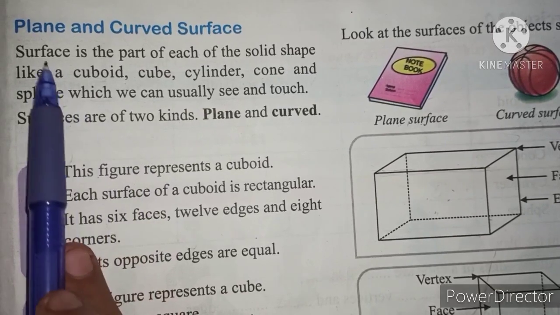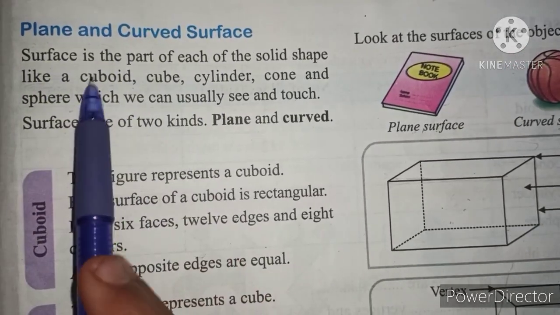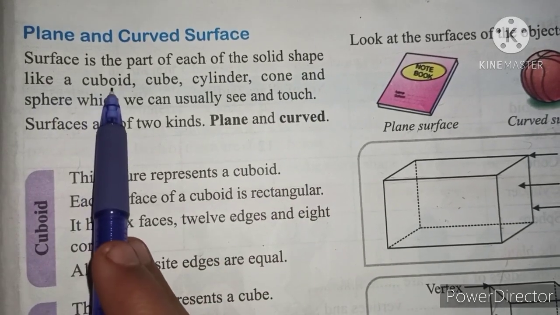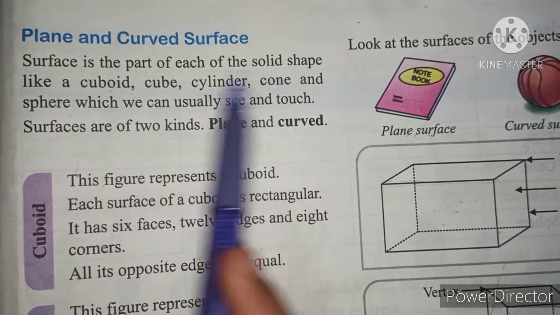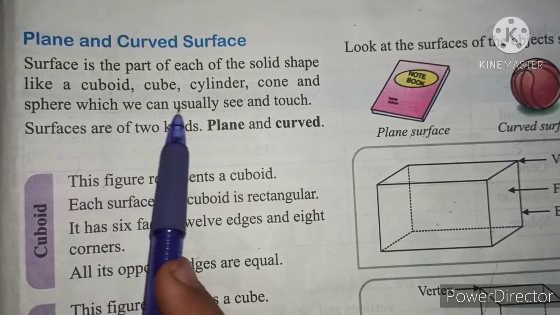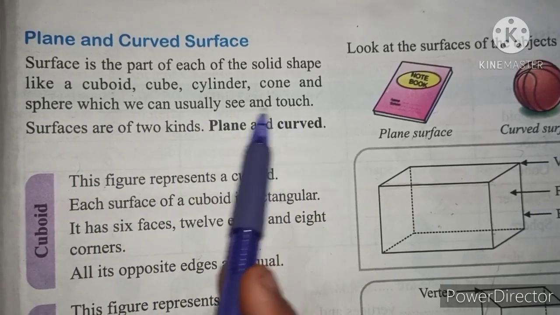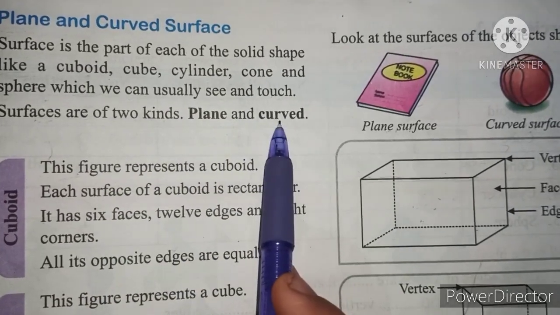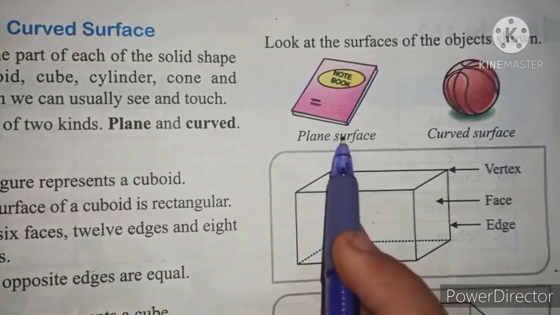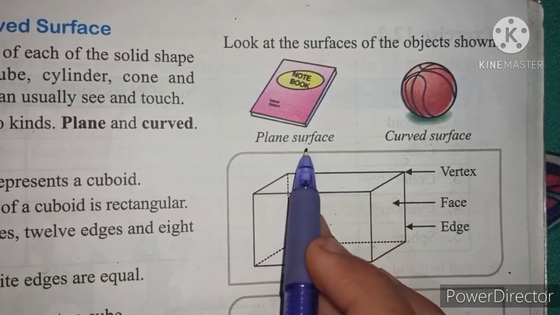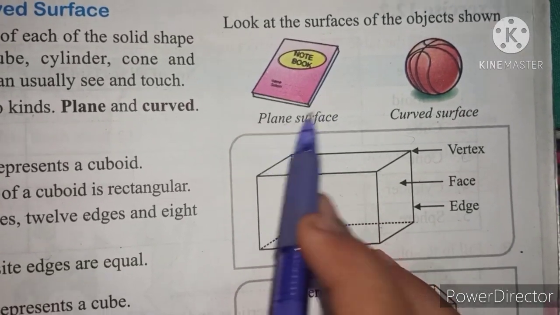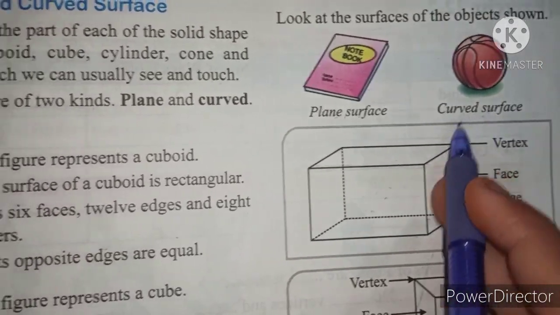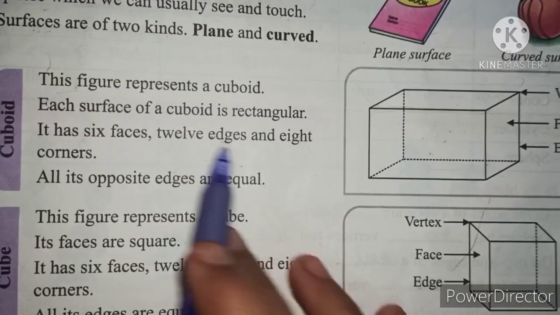Now next topic is plane and curved surface. Surface is the part of each of the solid shapes like a cuboid, cube, cylinder, cone and sphere which we can usually see and touch. Surfaces are of two kinds, plane and curved. Children, look at the surfaces of the object shown. This is plane surface and this is curved surface.